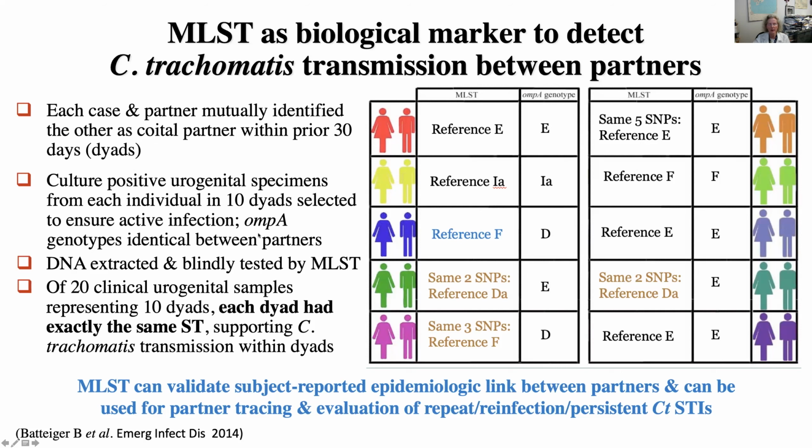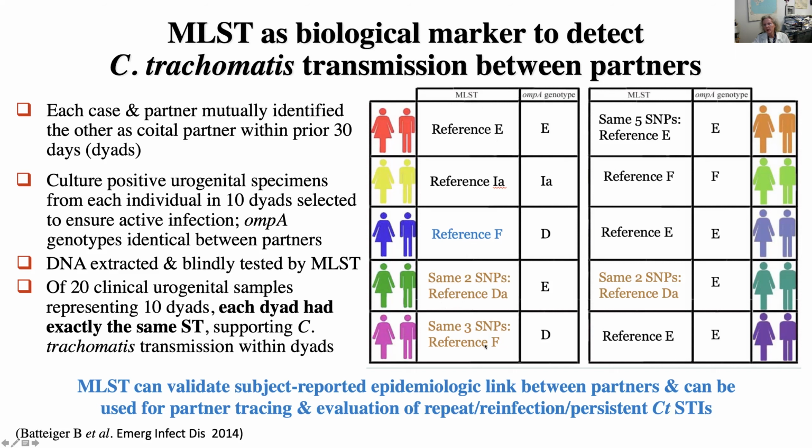We did MLST genotyping, and we only used dyads where the MLST genotype was identical because, of course, our purpose was to see if MLST could determine whether or not these strains were identical or not. And of the 20 urogenital samples from the 10 dyads, each dyad had the exact same ST. So you can see here that when we mapped the MLST results to reference strain MLSTs, we got an E or an IA or an F. In some cases, we had SNPs, but they were identical between the partners.